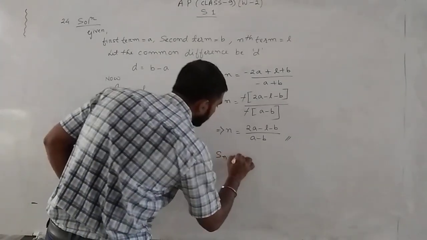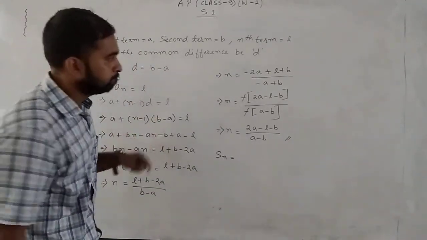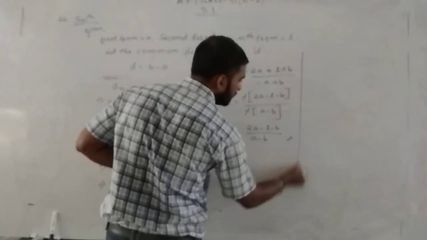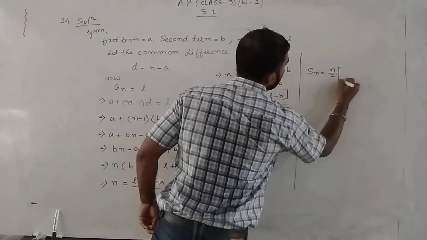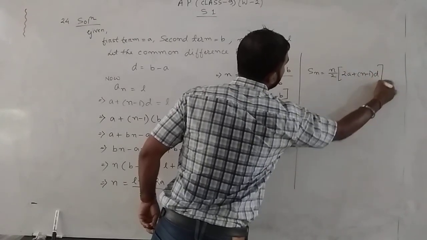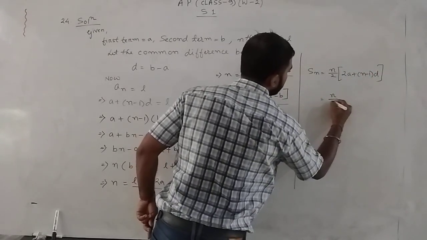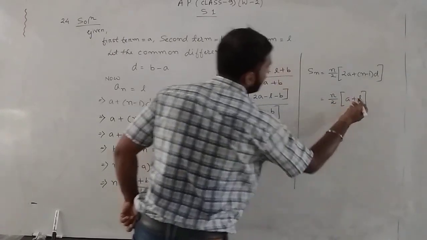Now Sn. In Sn there are two formulas. And what are the formulas? Sn equal to n by 2 twice A plus n minus 1 D.